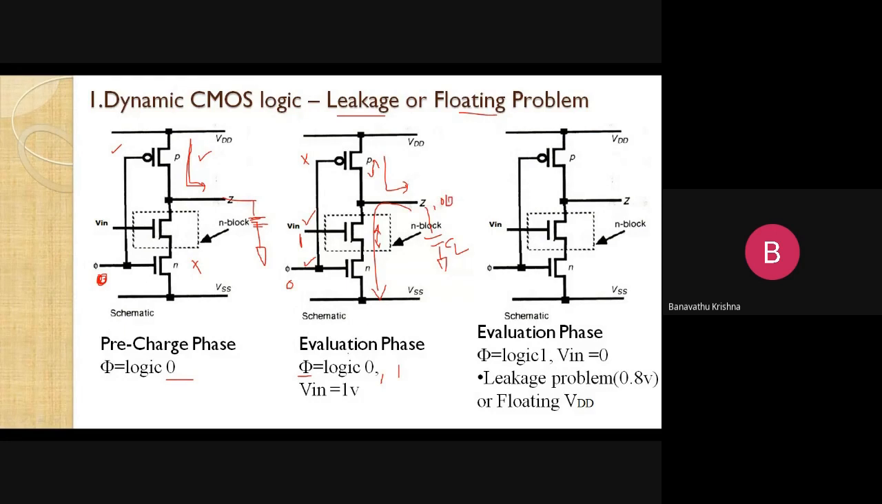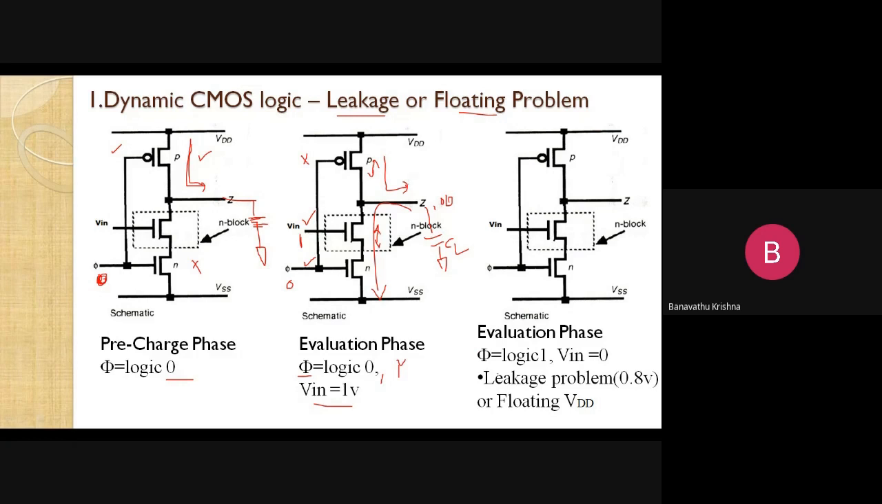So the evaluating phase here means that when the input is 0 volts, we are evaluating the output response at the output, whenever we are applying clock signal 1. And how is the leakage problem going to occur? Let us come to the third case here.